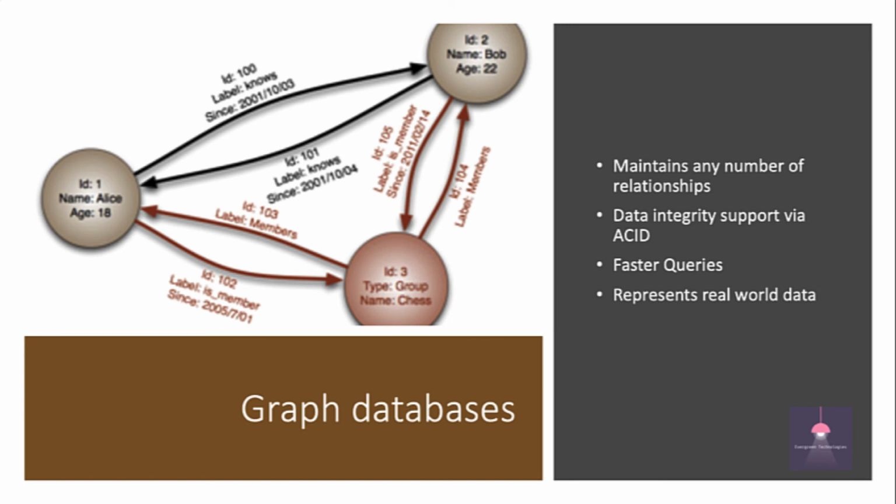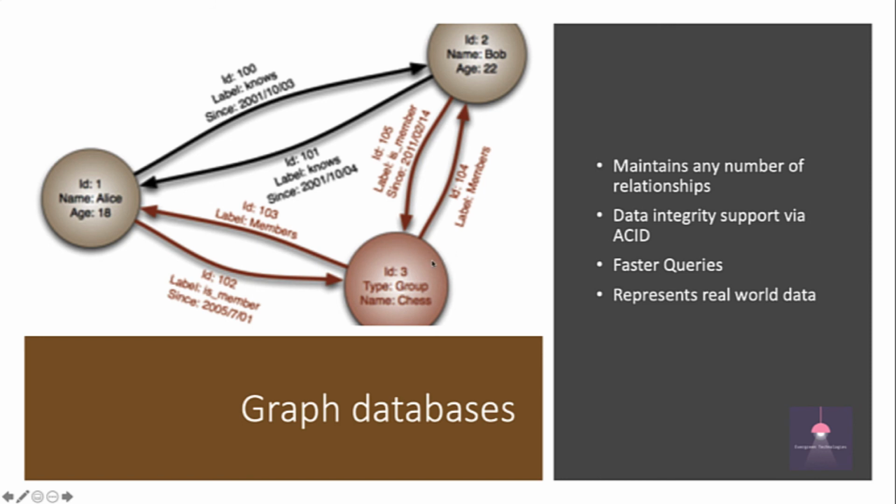A graph database maintains the data in the form of nodes and edges. Here, as you can see, we have 2 persons, Alice and Bob, which are modeled as nodes, and each node has properties: ID, name, and age. They are also connected with each other, Alice knows Bob, that's a relationship. And there is another node, a group of people who play chess, and Alice and Bob are members, which is connected by this member relationship. Since when they are members is also captured. So this is how the data is stored in the graph database.